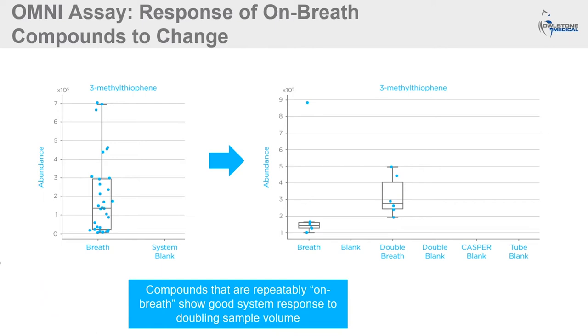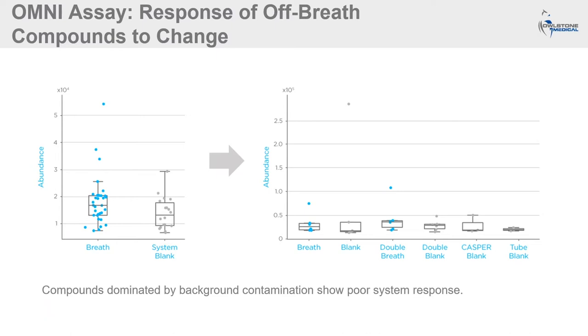So for reference, this is what we'd expect an off-breath compound to behave like. On the left-hand side, you can see that there's not much difference between the breath sample and the system blank. And when we double the volume of the breath sample, we don't get a system response. So there's nothing in this data that tells us that this is a real biological signal. Therefore, when we're calculating our capability, we would not count this VOC as something that's considered to be on breath.